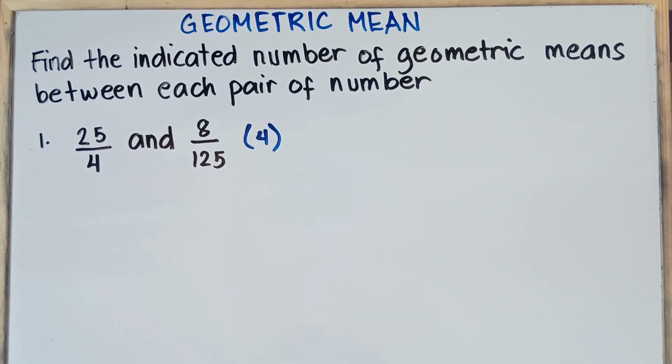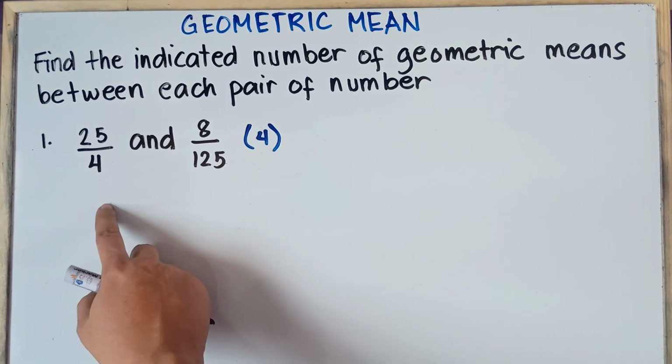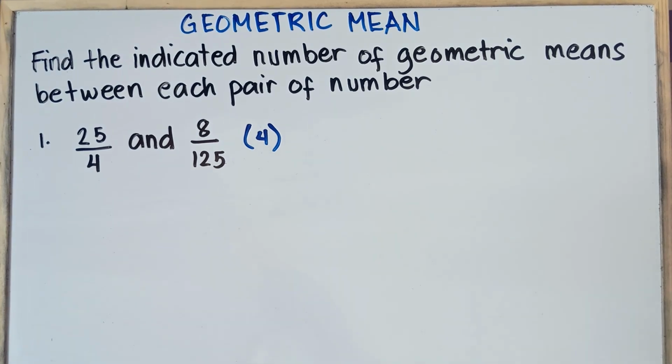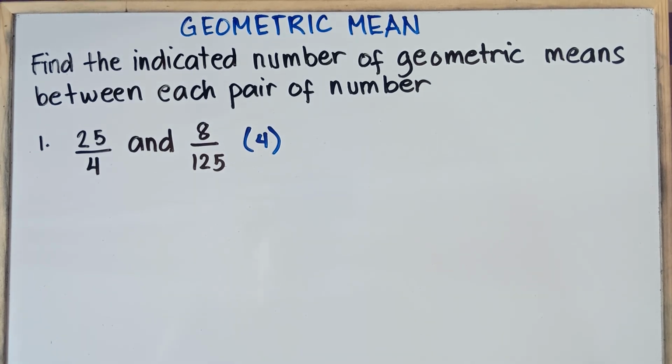Now, the thing that you will do, class, for you to find the 4 terms, you just need to get the common ratio, and once you get the common ratio, you can simply multiply the first term by the common ratio and you will get the second term. Multiplying the second term by the common ratio, you will get the third term. So that's the thing there, class. We need to find the common ratio.